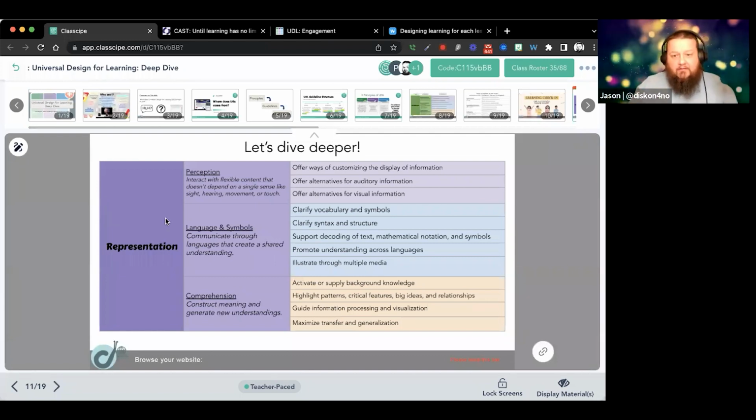It's sort of the next level where we're looking at languages and symbols and perceptions and comprehension, which are a little bit deeper into what we're doing. You can see here there's actually more checkpoints in this particular area of the guidelines. I can see a lot of the language teachers might find ways to use the language and symbols portion a bit more. Here we've got the vocabulary and symbols and syntax and structure.